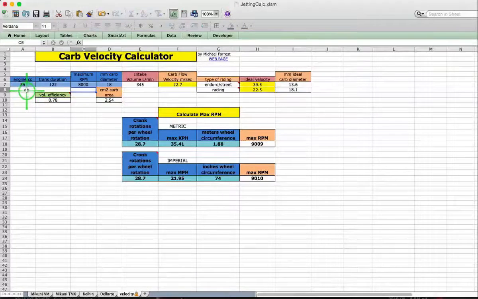So with the 55cc engine, a transfer duration of 122, and this doesn't make a lot of difference. I'm going to put a 126 and see what the engine volume efficiency changes to be. It changes by 1%. Big deal. Okay. So that's not essential. If you just leave 124 there, that's okay. 8,000 RPM, 18mm carb. It gives me 22.7 carb flow velocity at 345 engine volume liters per minute intake.